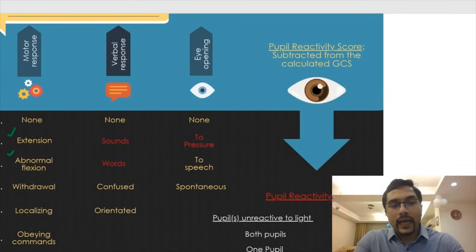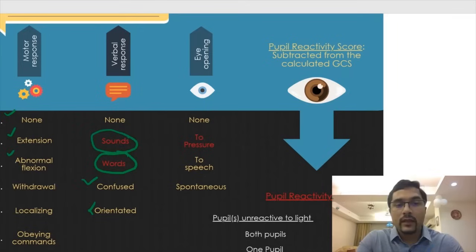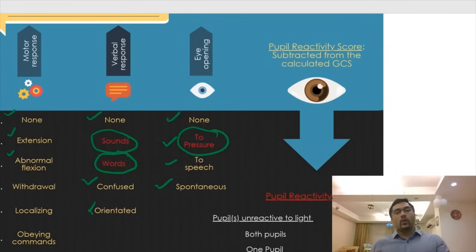Verbal response, V5 is oriented, normal speech. V4 is confused. V3 is inappropriate words when, say, the patient is abusing. V2 is incomprehensible sounds. The patient only mumbles. No words come out. And V1 is no response. Eye-opening spontaneous is E4. To speech, it is E3. To pressure or pain, E2. And no eye-opening is E1.